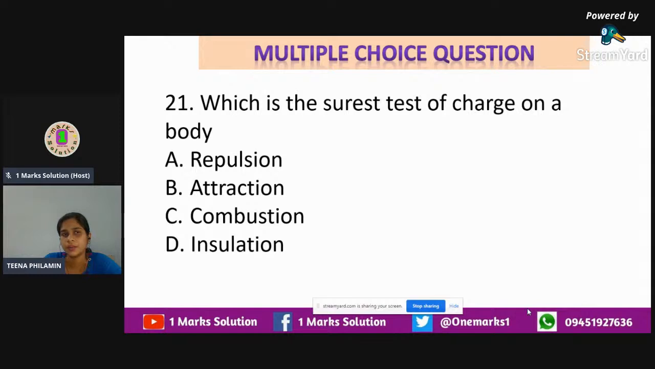Next one, which is the surest test of charge on a body. If two objects with the same charges approach each other, they will repel each other. If objects with different charges come in close contact with each other, they will attract each other. But there is another possibility of attraction: if a charged object is brought near an uncharged or neutral object, there is also a chance of attraction between the neutral object and the charged object. So that is not the surest test for charge on a body. Repulsion is the surest test of charge on a body, so that we can detect whether the body is charged or not.